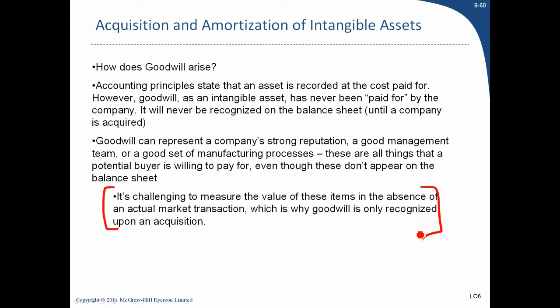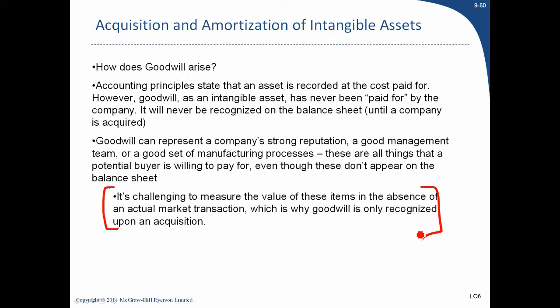Can you imagine trying to quantify or measure goodwill without an actual transaction? An actual transaction is a really good indicator of value because another third party is willing to pay us $2 million for our assets. You have to assume that they've done their homework, right? There might be multiple bidders. Maybe there are two other companies willing to pay us 1.9 million.